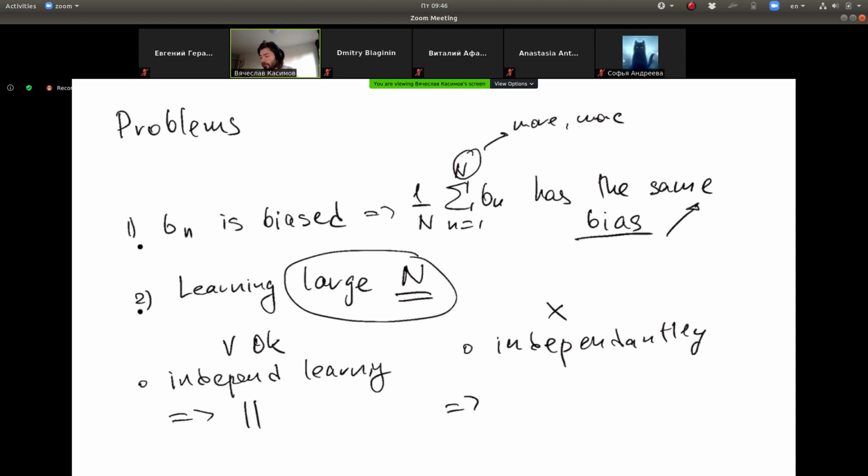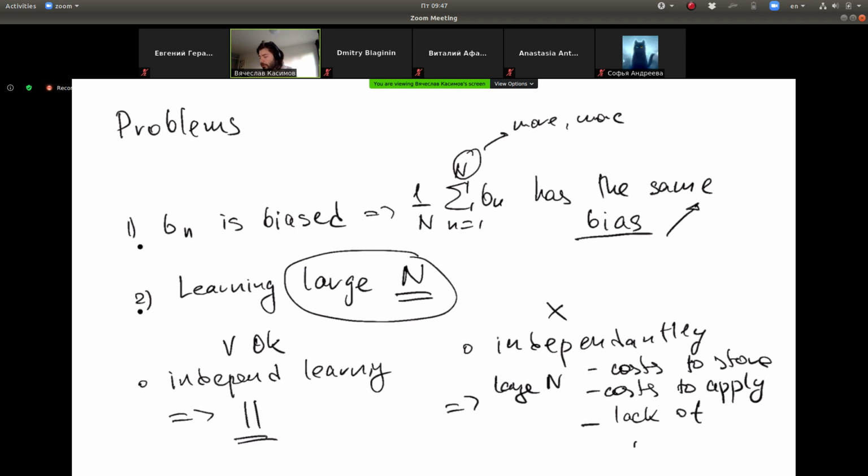And so it's like large n, there are some costs to store this, costs still to apply, because one time we could do it in parallel, but still we need much computational resources maybe. And also a consequence of large n is a lack of interpretation.